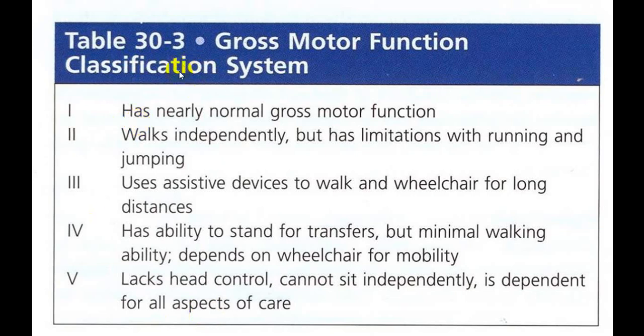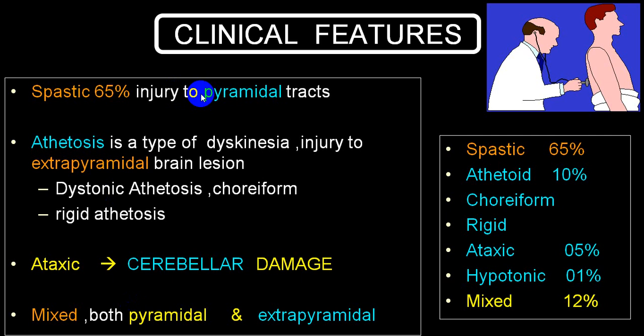So this is the classification we already mentioned. Class 1 almost nearly normal, class 2 mild, class 3 moderate, class 4 severe. Clinical features we can divide based upon the clinical findings. Like spastic variety is almost 65, we can say up to almost 80% of the time it is spastic variety, where there is damage to the pyramidal tract.